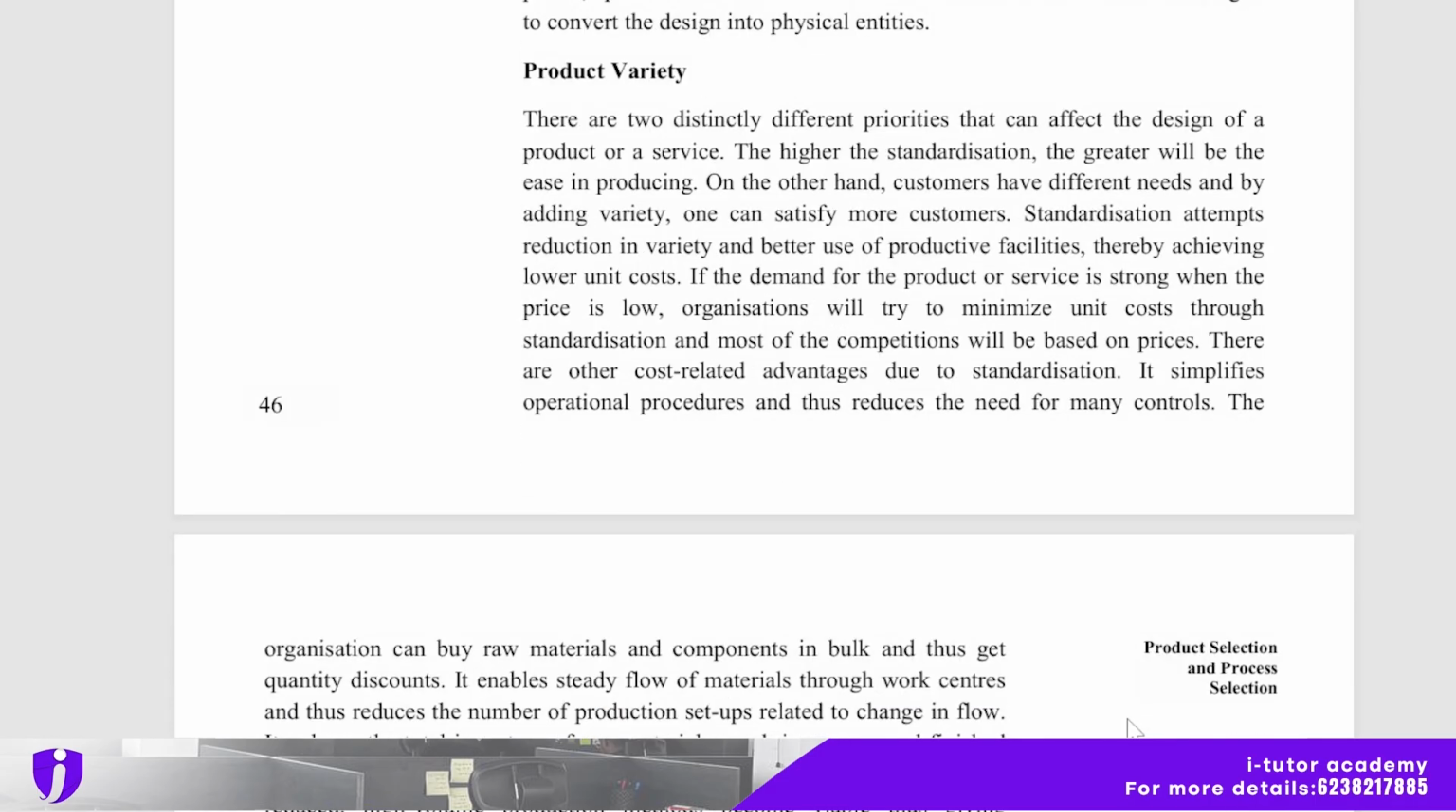So product variety, there are two distinctly different priorities that can affect the design of the product or a service. The higher the standardization, the greater will be the ease in producing. On the other hand, customers have different needs, and by adding variety, one can satisfy more customers. And standardization attempts reduction in variety and better use of productive facilities, thereby achieving lower unit cost.